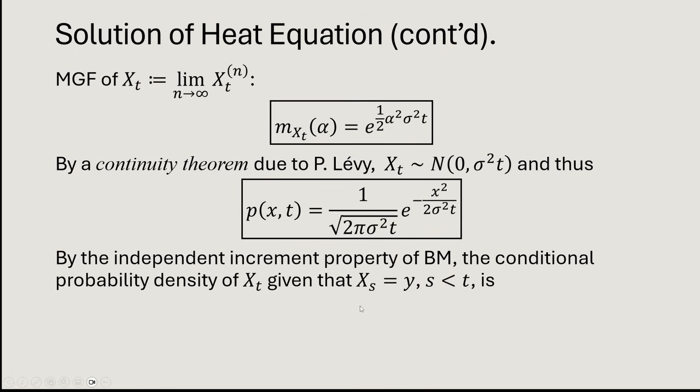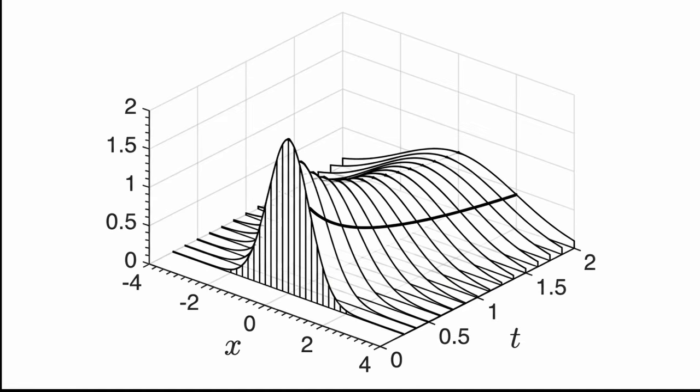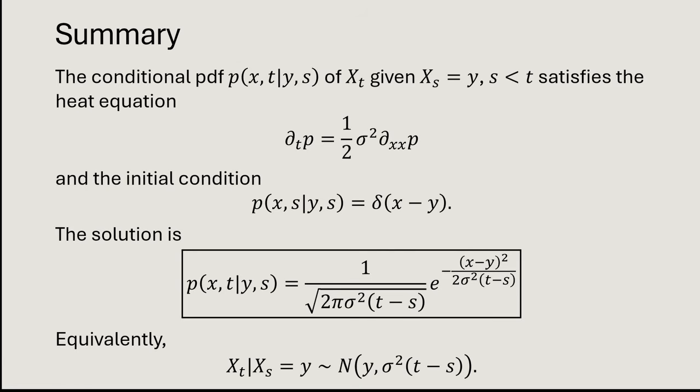So if we consider conditioning on X(s) equals y for some time s, at a future time t, the conditional distribution of X(t) is also Gaussian, whose mean is y and whose variance is sigma squared times the elapsed time t minus s. So here we have the transitional density. For each t, the density is a Gaussian, and as t increases, the variance gets larger. So the Gaussian bell curve gets flatter. And here we have a summary of all the results we derived so far.